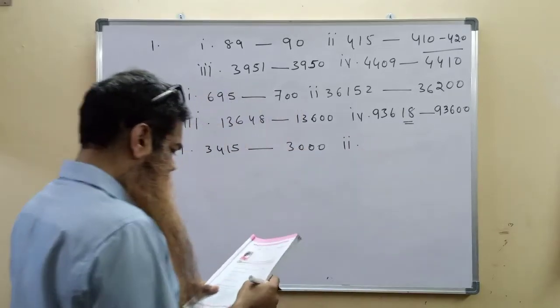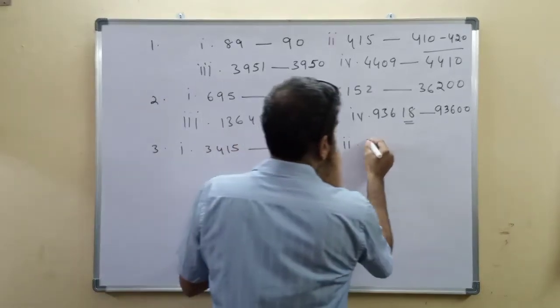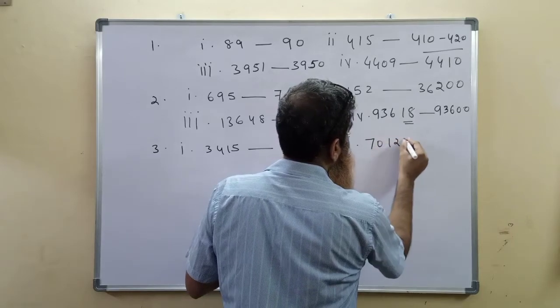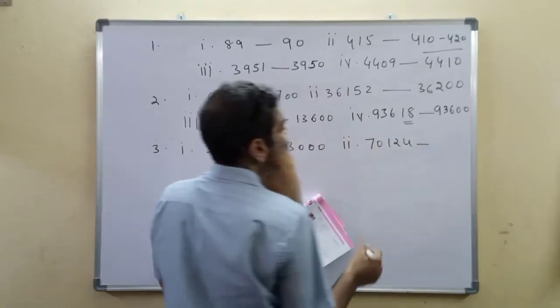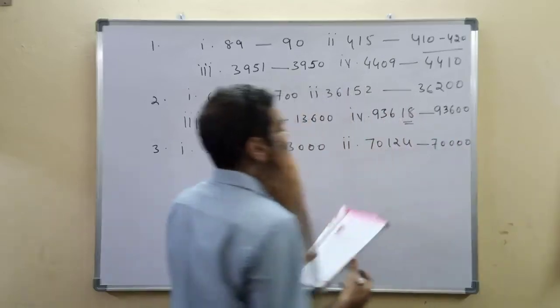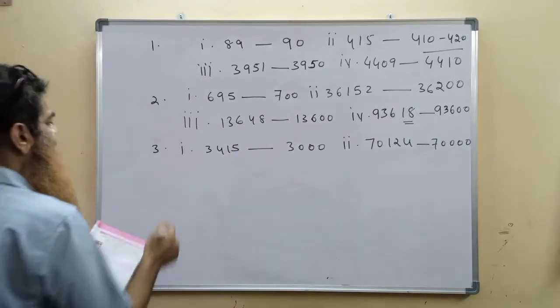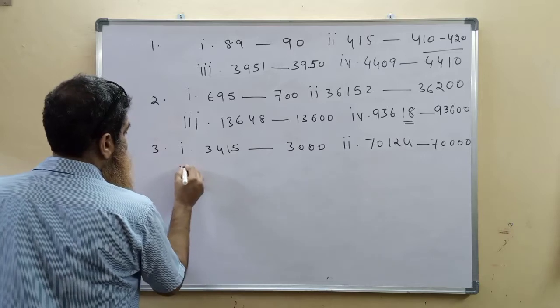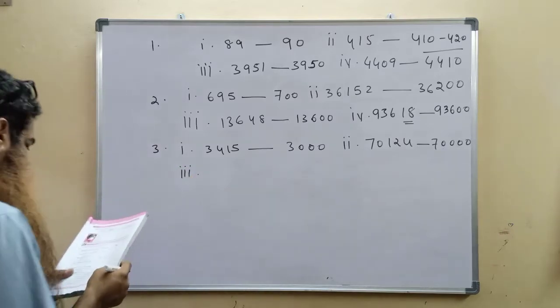Second bit, 70,124. Again, if we simply remove 124, it becomes 70,000. It's a 5-digit number.